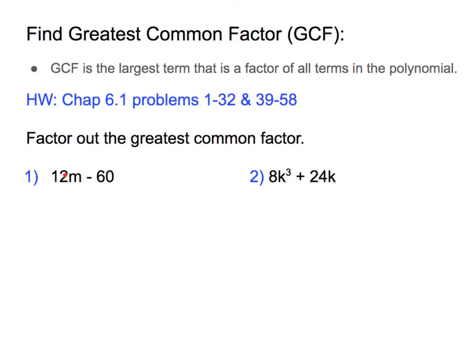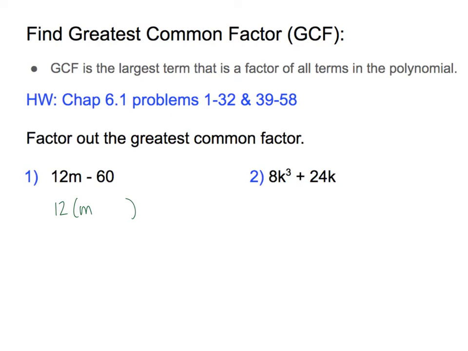So you can divide 6 out of 12, and you can also divide 6 out of 60, but there's a bigger number you can divide out. And the number that I see here is the 12. So I can divide 12 out of both of these. So I'm going to drag out a 12. That means I leave something behind. If I divide this by 12, that means m is left behind.